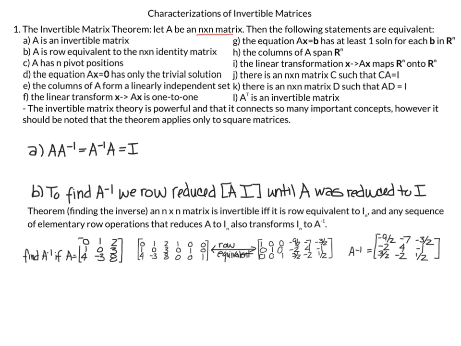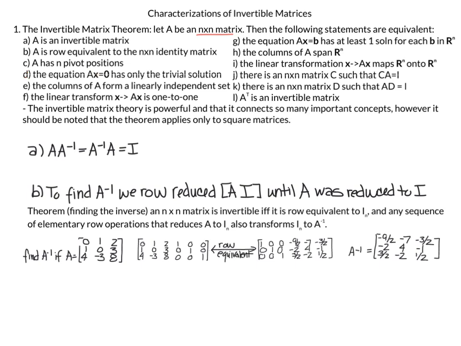And what we used is that any sequence of elementary row operations that reduces A to I also transforms I to A inverse. So we wrote the matrix A alongside the identity matrix, and we row reduced. We did all these row reductions until eventually our A matrix became the identity matrix. And while we were row reducing A and doing the same operations on the identity matrix, the identity matrix became A inverse. And these are equivalent to C, A has n pivot positions. We'll look at this later when we do the formal proof.